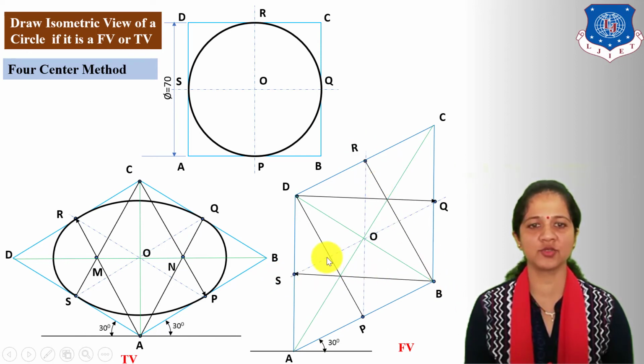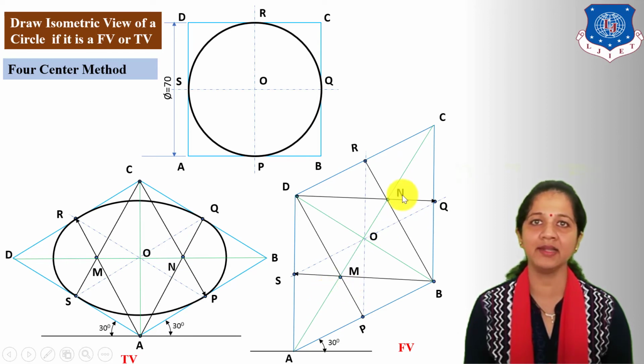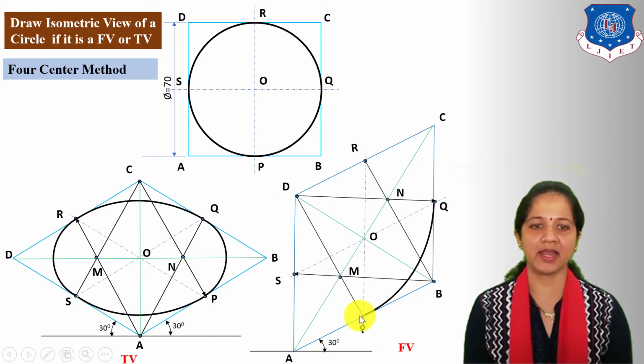Now here, these two lines intersect at one point on the bigger diagonal. Similarly, these two lines intersect at one point on the bigger diagonal, and mark here the two centers of the circle, M and N, on the bigger diagonal. Next, take center D, radius DQ or DP, and draw an arc passing through points P and Q.